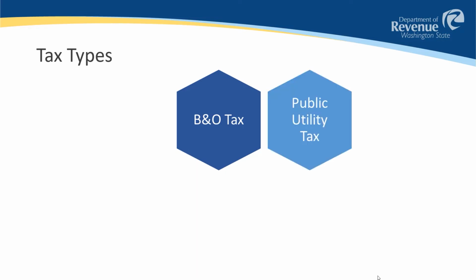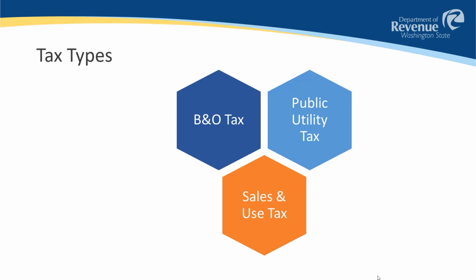Public utility tax is a tax on public service businesses. There are several public utility tax classifications, each with a different tax rate. The classification you report under is based on the public service you provide. Today, I will discuss motor and urban transportation public utility taxes. We will also discuss retail sales tax and use tax.